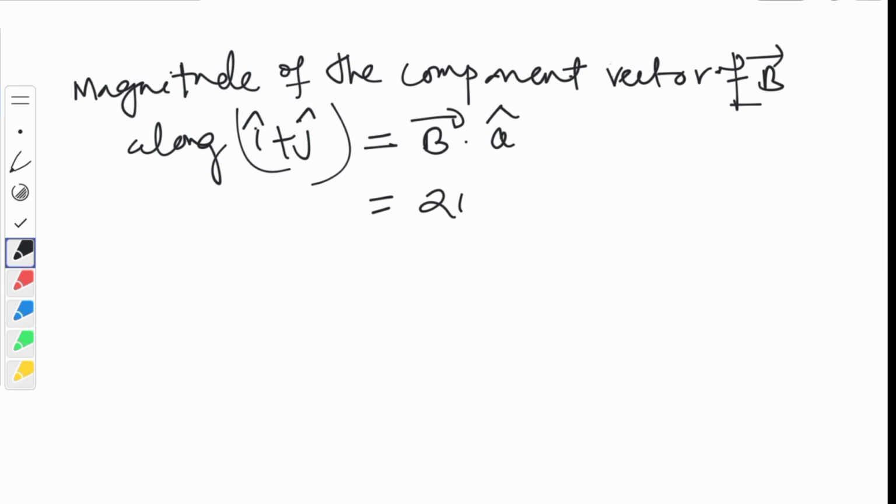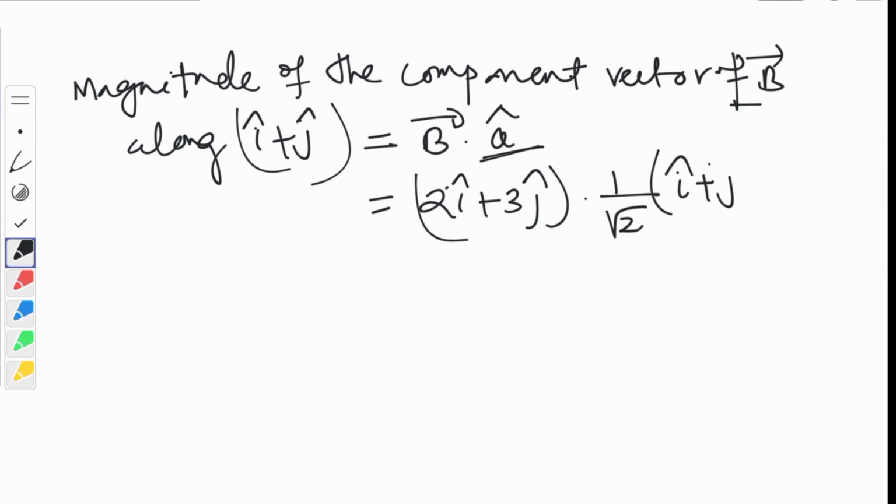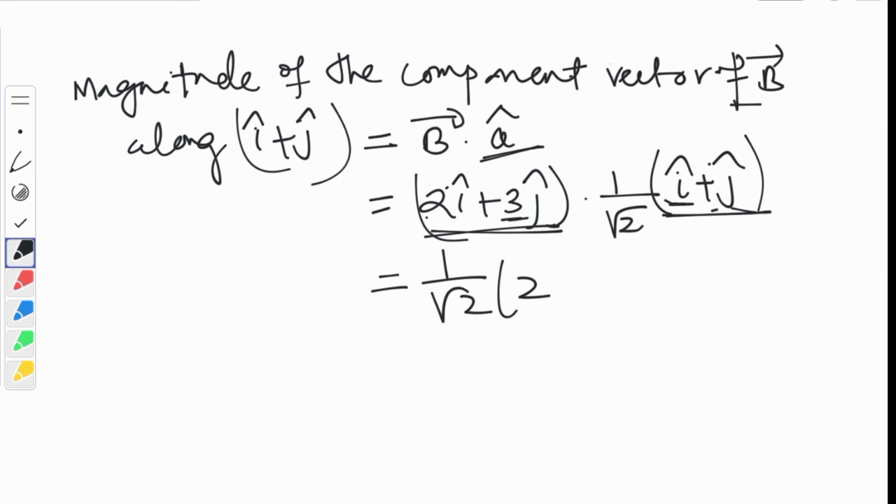So B is given 2i cap plus 3j cap. Then what is the unit vector A cap? Just now we have derived this, 1 by root 2 of I cap plus j cap. Okay, so what we'll write now? 1 by root 2, then dot product of this and this. So 2 into I cap means 1, so that means 2, then 3 into 1, plus 3. Normal A dot B formula I am using. So that means you are getting 5 by root 2. So this is the magnitude.